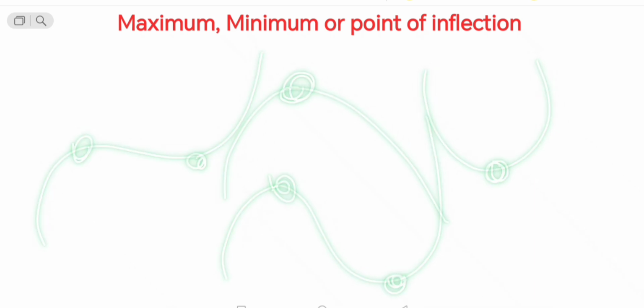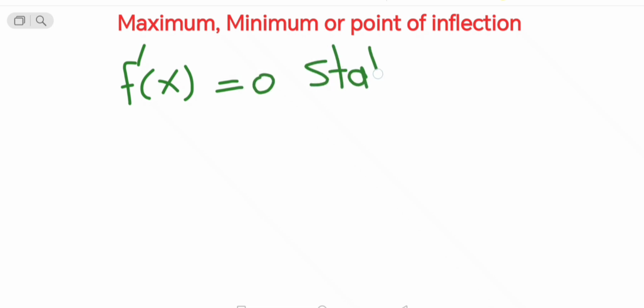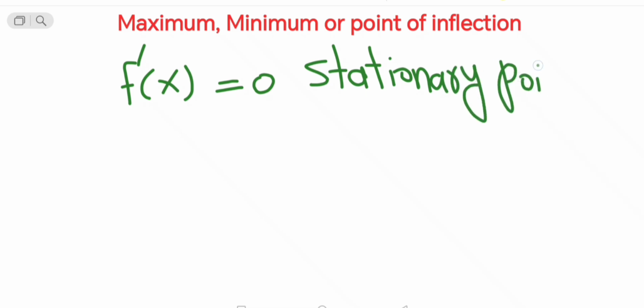So if the graph is not given, how can we find a maximum point or minimum point? It is very simple. The first step to find the stationary point is to find the first derivative. We keep the derivative of x equal to 0 to find stationary points. After getting the point, if the graph is not given and we want to know whether the point is maximum or minimum, then we will find the second derivative.